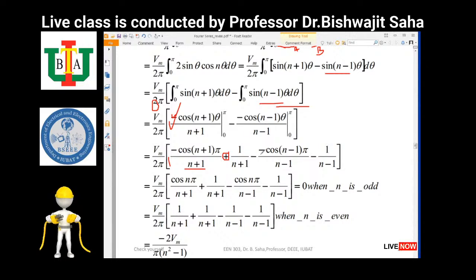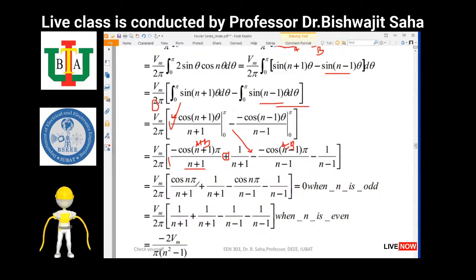Then minus this minus coming here, and minus cos (n minus 1) theta divided by n minus 1. So here you can see the theta value has been put pi, another one is 0. So it's going minus 1 over n minus 1. Okay. So here cos (n plus 1), that means you have to apply the cos A plus B formula, and cos A minus B. This formula you have to apply.